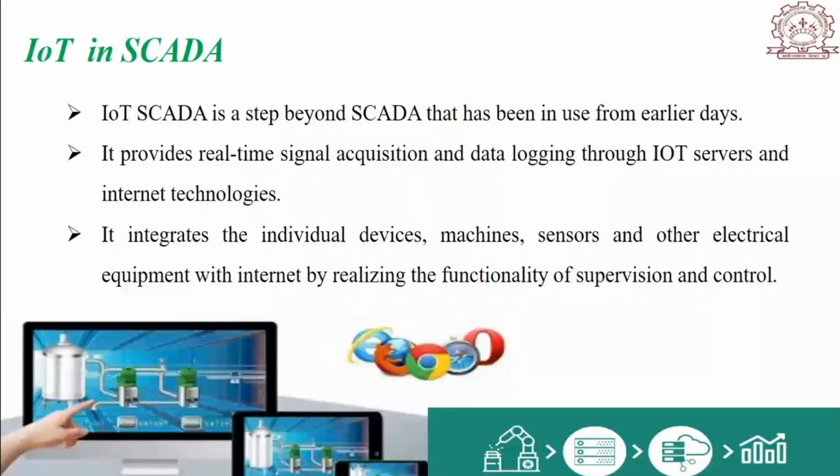So IoT with SCADA is a step beyond SCADA that has been in use from earlier days. It provides real-time signal acquisition and data logging through IoT servers and internet technologies. It integrates the individual devices, machines, sensors, and other electrical equipment with the internet by realizing the functionality of supervision and control. So this is the role of IoT in SCADA, and next is the role of IoT in smart metering.